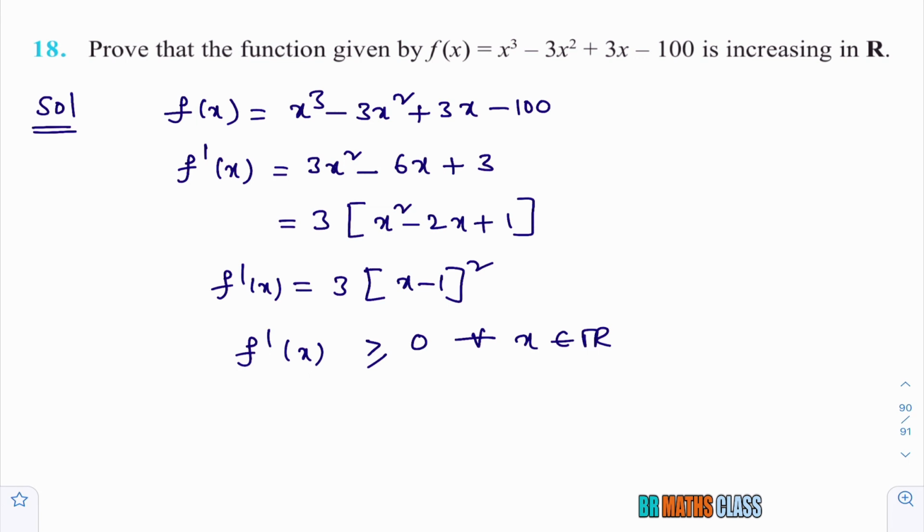So what they are asking in the question, prove that this function is increasing in R. When I can say the function is increasing on R, if f dash of x is greater than or equal to 0, then I can say that the function is increasing in R. Therefore, f of x is increasing on the set R. I hope you understand this.